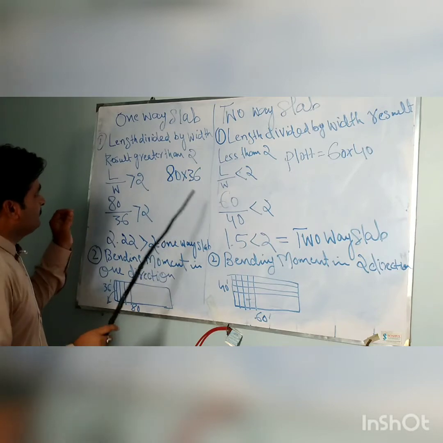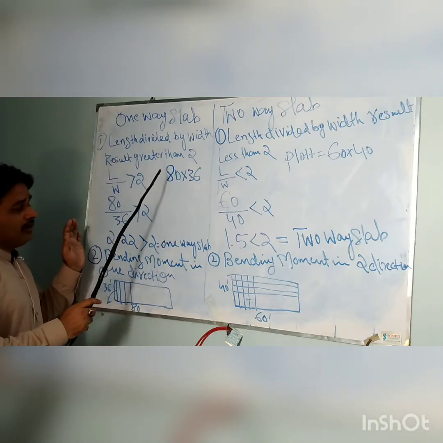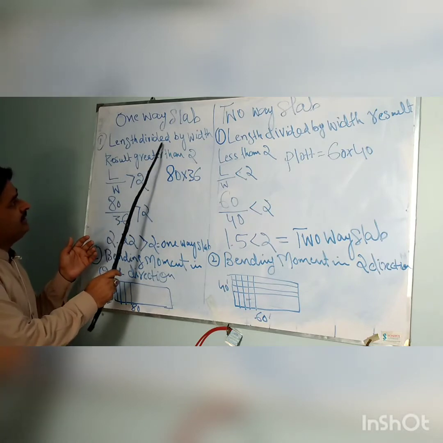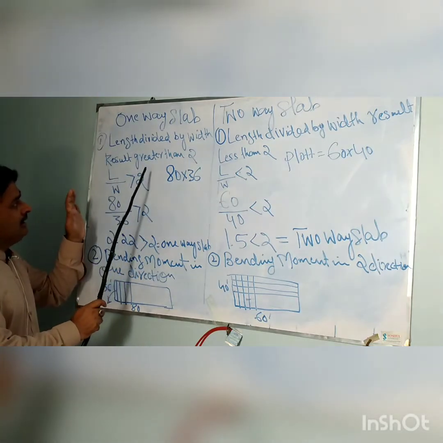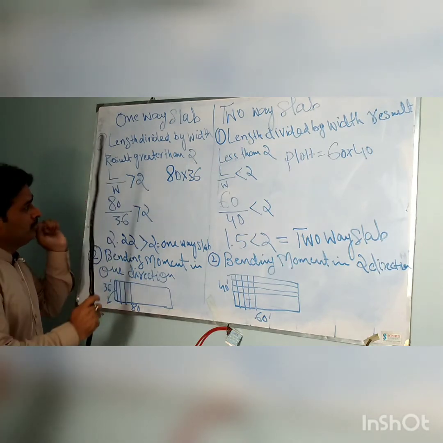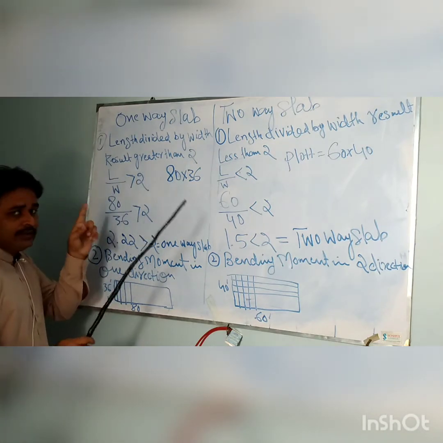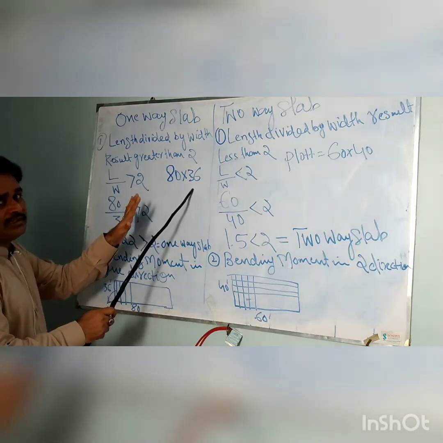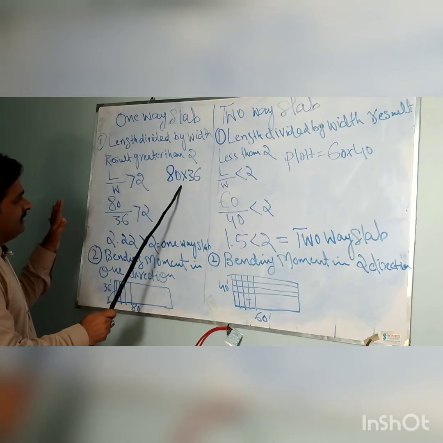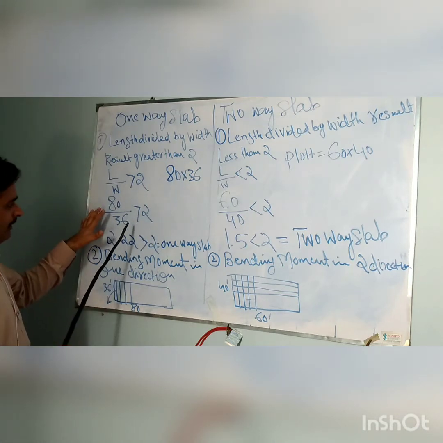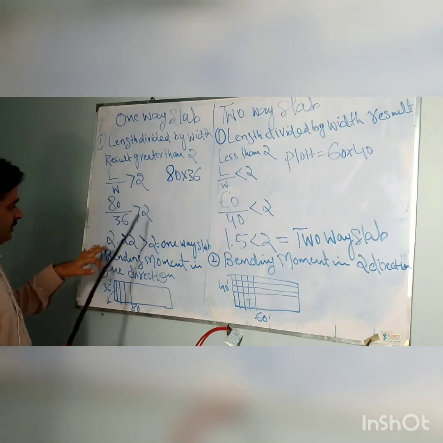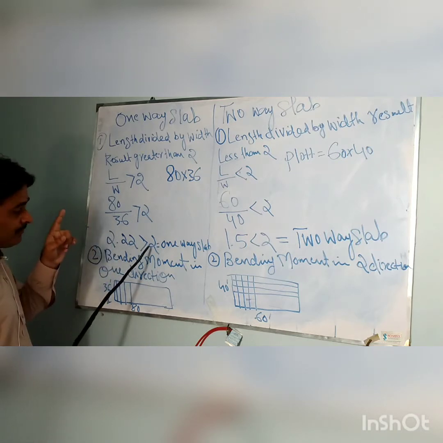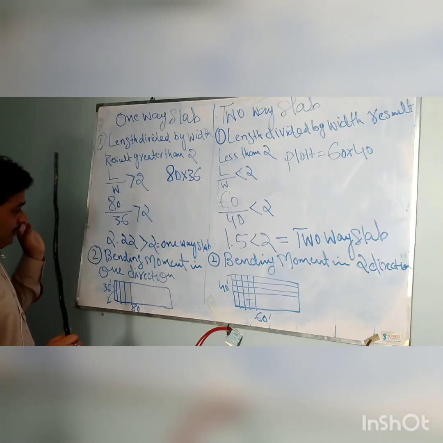Very easy friends. You are given a plot size, for example 80 by 36. It says length divided by width, the result will be greater than 2. For example, we have an 80 by 36 plot area. 80 is the length, 36 is the width. 80 divided by 36 is 2.2, which is greater than 2, which means this is a one-way slab.